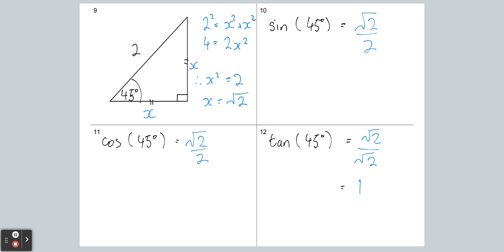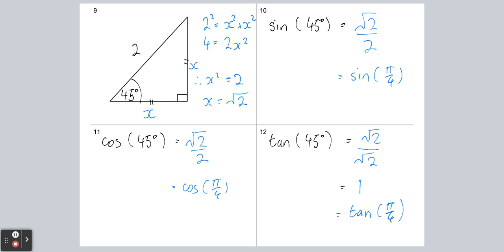I should have also said that the sine of 45 degrees is the same as the sine of pi on 4, the radian measure. Similarly, the cosine of 45 degrees is the cosine of pi on 4. And lastly, the tan of 45 degrees is equal to the tan of pi on 4, the radian measure for 45 degrees. That's it for this video.